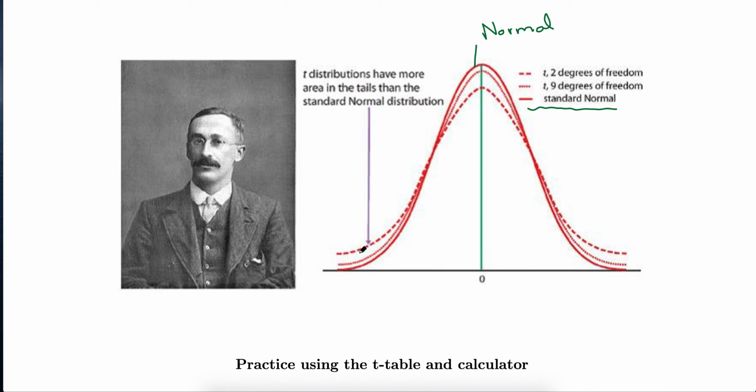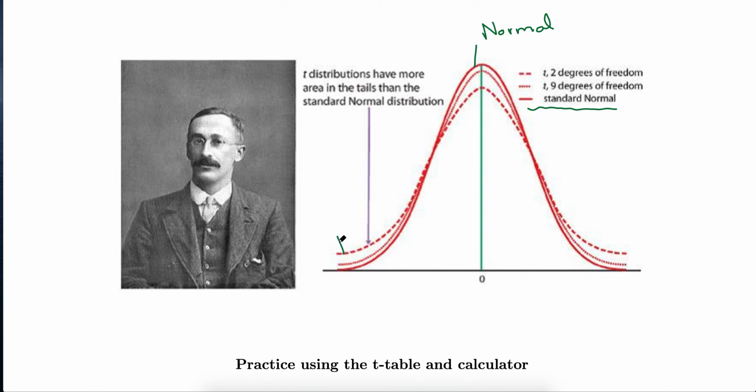So the amount of area in the tails depends on our sample size. The bigger our sample size is, the closer and closer this goes to the normal distribution. For those of you that have had calculus before, as n goes to infinity, this t-distribution converges to the normal distribution.